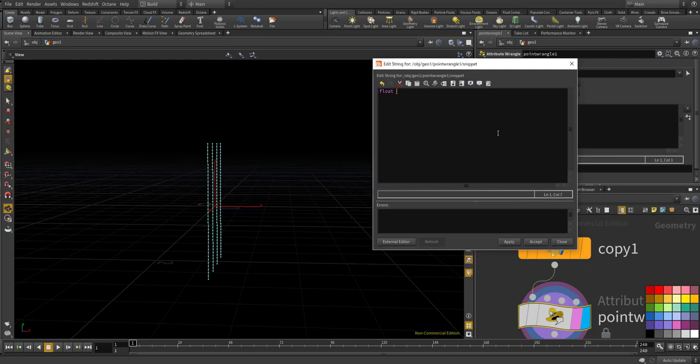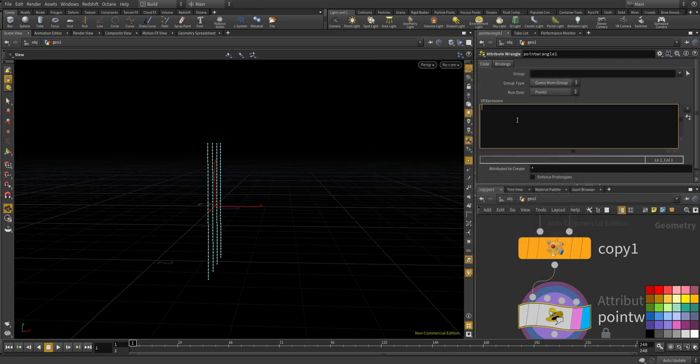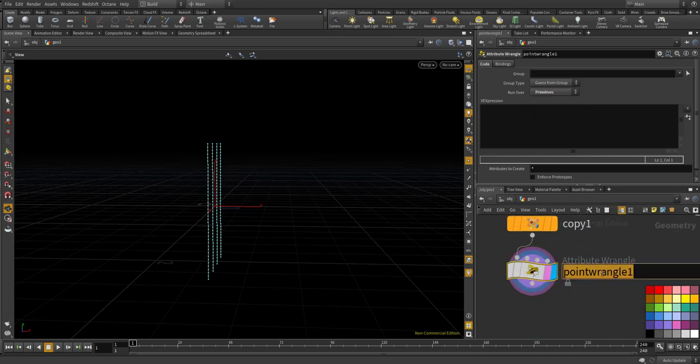Let's set the total angle to be pi times 4 and the float size to be 0.2, which will be the size for the wave amplitude, and get all the points for each primitive, which means, oops, just closed it. I'm gonna change it to primitive wrangle, and I'll name it make wave.